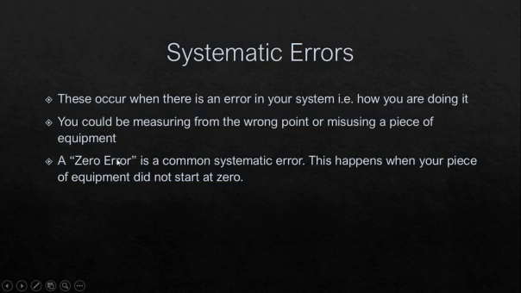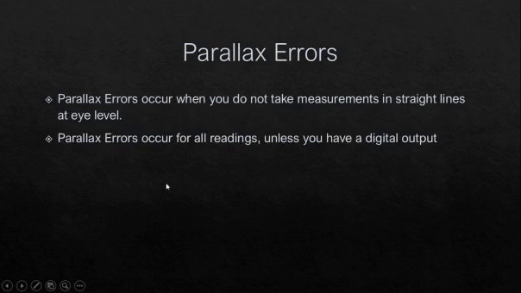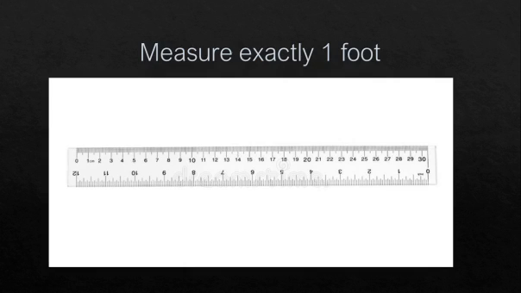Sometimes people might use a ruler that has centimeters on the top and bottom. On the top it might go from 0 to 30, and on the bottom it might go from 30 to 0. So they could be looking at the wrong side of the ruler. That could give them a systematic error. A zero error is a common systematic error. This happens when your piece of equipment did not start at 0. So it didn't start at 0, so it won't have gone the correct distance. Parallax errors occur when you do not take measurements in straight lines at eye level. Parallax errors occur for all readings unless you have a digital output. If you have a digital output, it doesn't matter what your angle is.